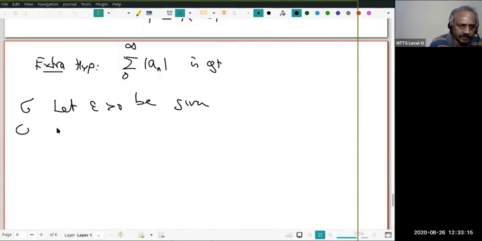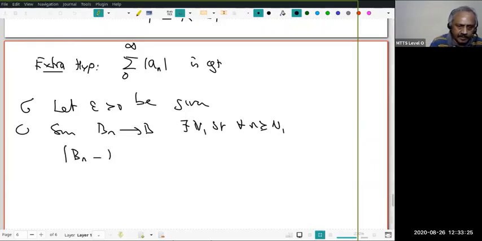Since Bn converges to B, there is a capital N1 so that for all n greater than or equal to capital N1, mod Bn minus B is less than epsilon by 2 times alpha capital N. Is that all right? Which capital N? Since there is no N1 now, I have to simply say it is N1. You understand? For which N1? I don't know, because I stopped at N1.